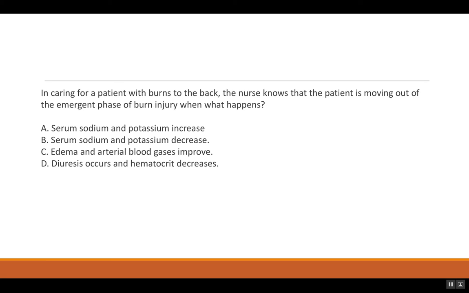In caring for your patient with burns to the back, the nurse knows that the patient is moving out of the emergent phase of the burn injury when what happens? The answer is D. Remember, we just said in the emergent phase, the immediate life-threatening problems from the burn, hypovolemic shock and edema, are treated and resolved. Towards the end of the emergent phase, fluid loss and edema formation end. Interstitial fluid returns to the vascular space and diuresis will occur. The urinary output is most commonly used parameter to assess the adequacy of fluid resuscitation.